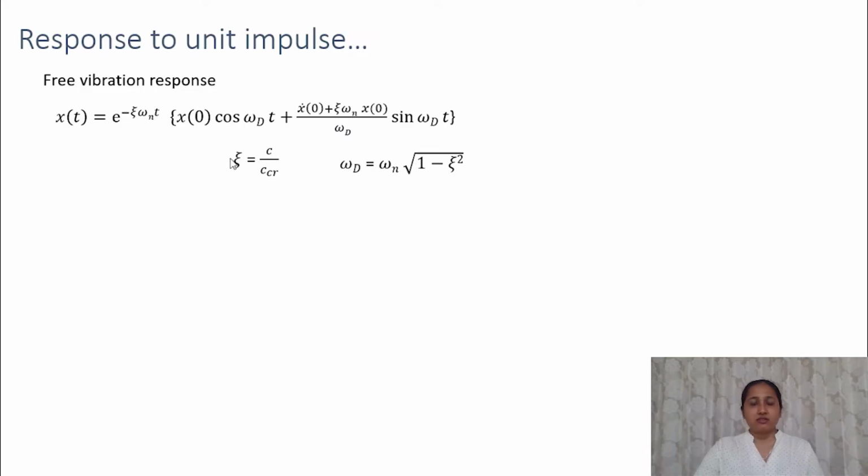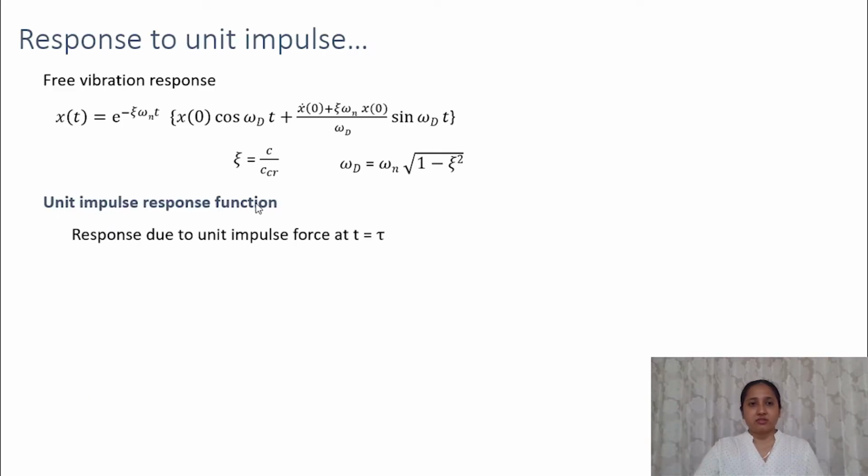And in this expression, zeta is the damping ratio and omega d is the natural frequency times square root of 1 minus zeta square, and this is known as the natural frequency of the damped system. So we had derived this earlier. So we will use this to find the response to unit impulse. So the unit impulse response function is the response due to unit impulse force at, say, time equal to tau.